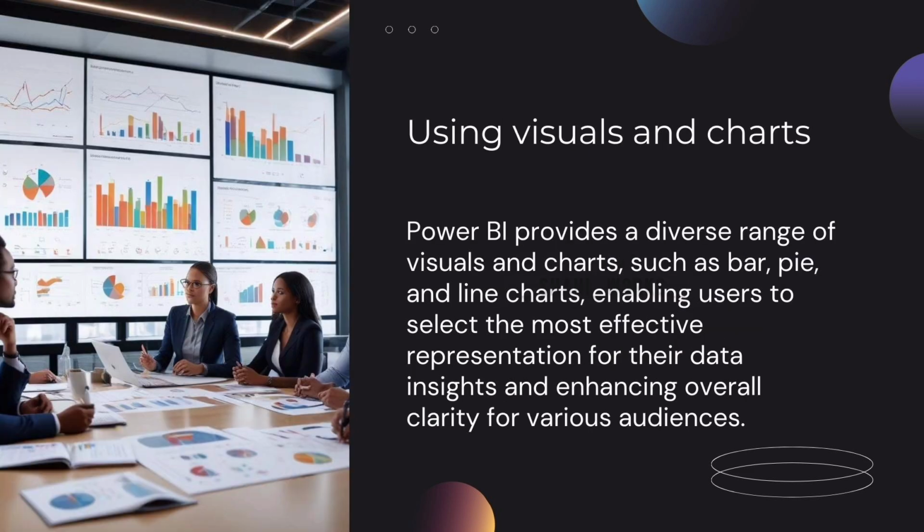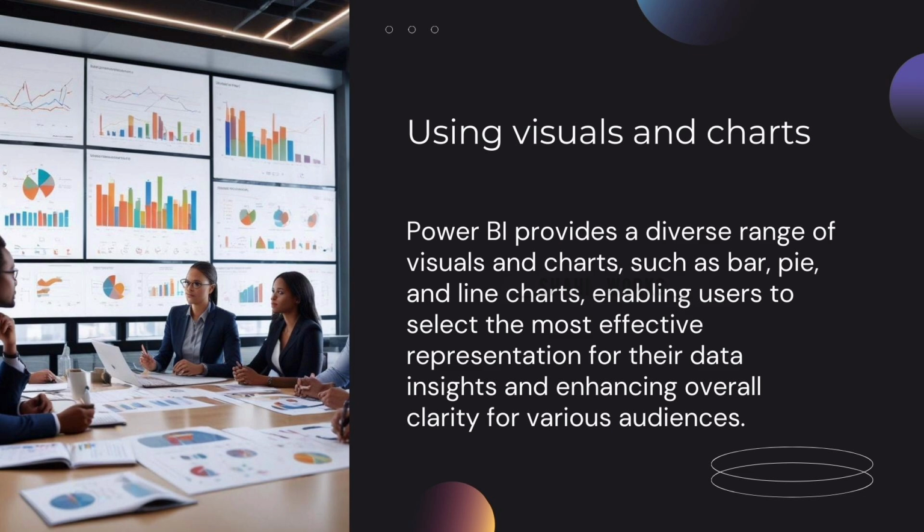Types of visuals in Power BI. Bar or column chart is used for comparing values. Pie or donut chart is used for showing proportions or percentage share. Line charts are used for trends over time. Table or matrix is used to display raw or structured data.